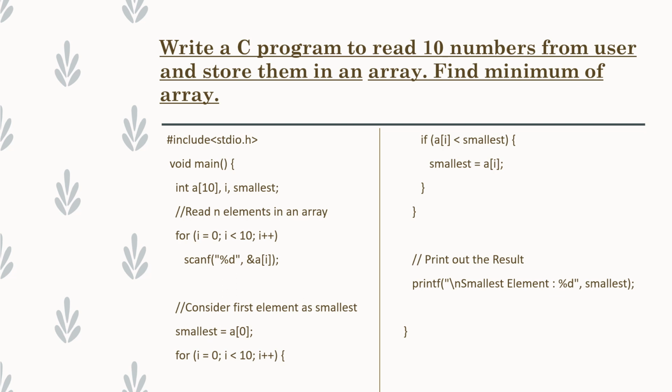Then it will check a of 2 less than smallest. If the condition is false, smallest is a of 1 as it is. Now it will check if a of 3 is less than smallest. If the condition is true, smallest is a of 3. Otherwise, it is as it is, a of 1. If a of 4 is less than smallest, then smallest will be a of 4. Otherwise, a of 1 is as it is.